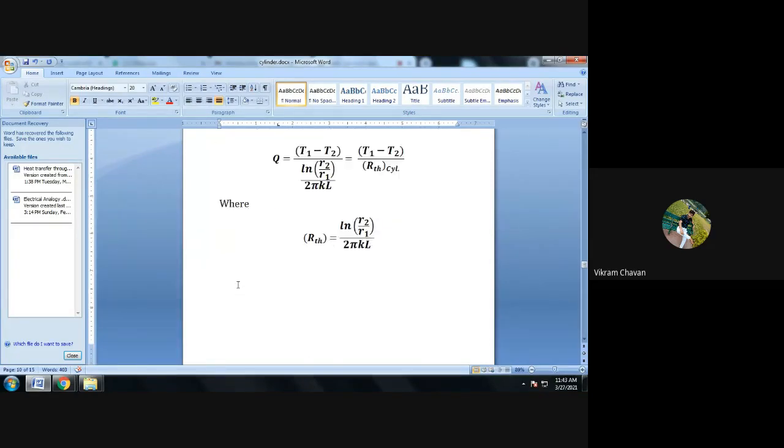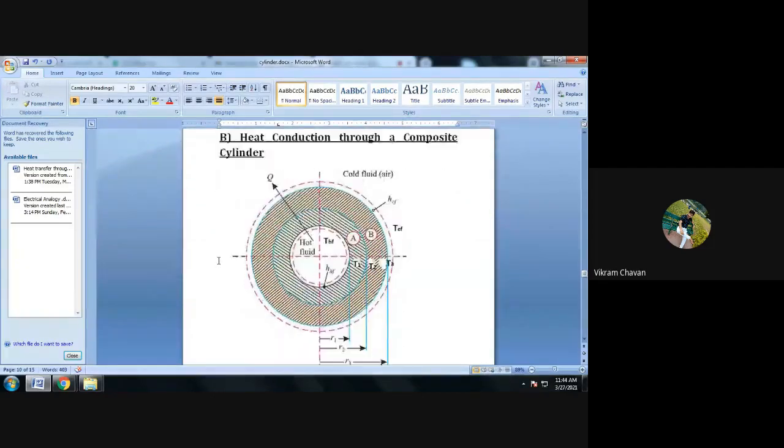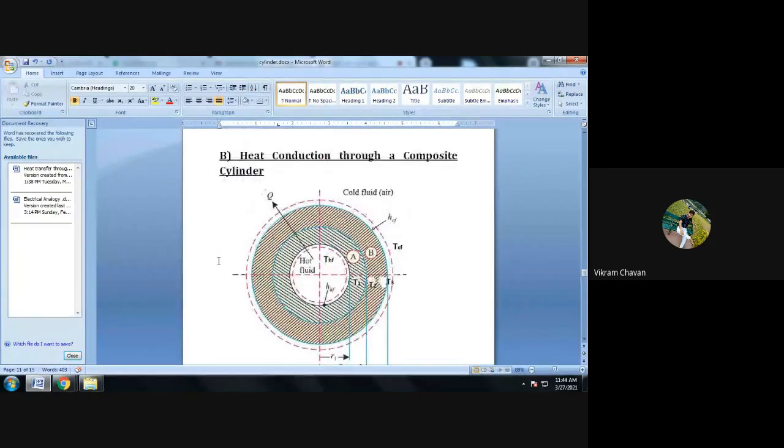So next, the B part of our main heading, is heat conduction through composite cylinder. Give the heading as heat conduction through a composite cylinder.